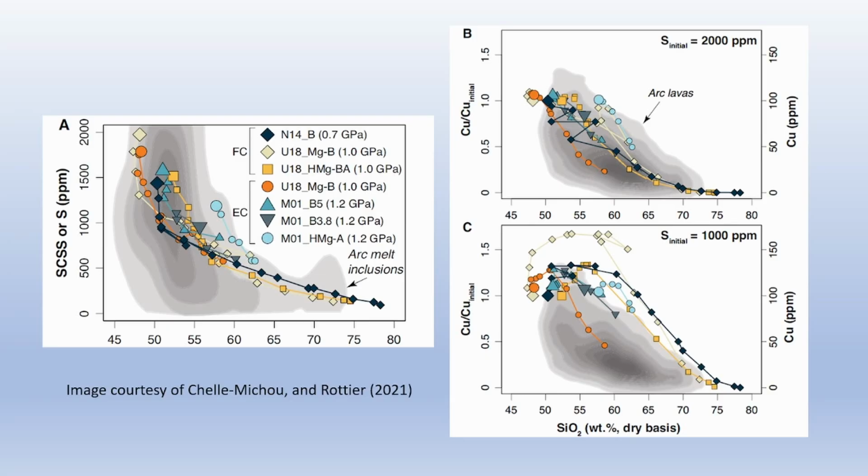Then we have panel C, which starts at 1000 ppm sulfur content. This time, sulfide saturation happens later, which allows the magma to retain much more of its copper content during its journey. So when it finally reaches the upper crust and starts degassing, it's still copper rich and ready to build a world-class porphyry deposit.